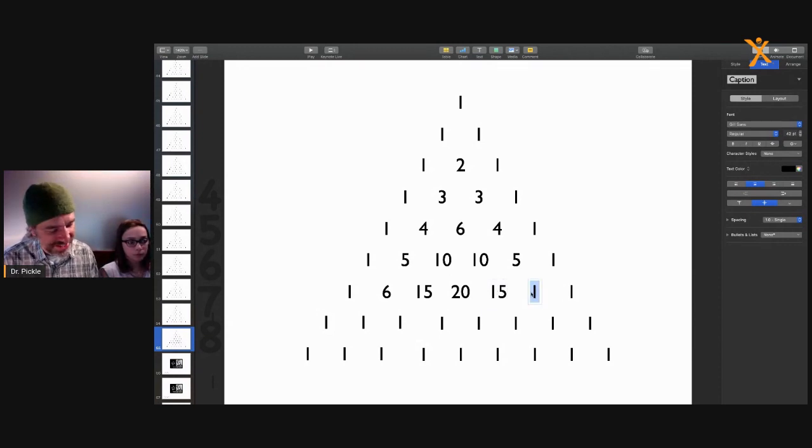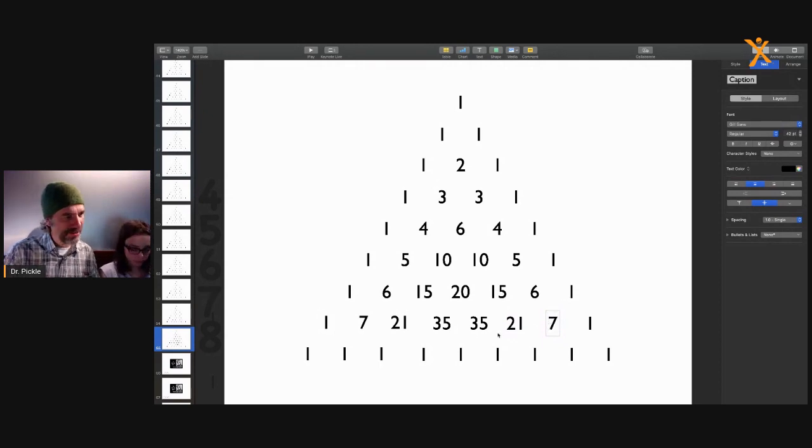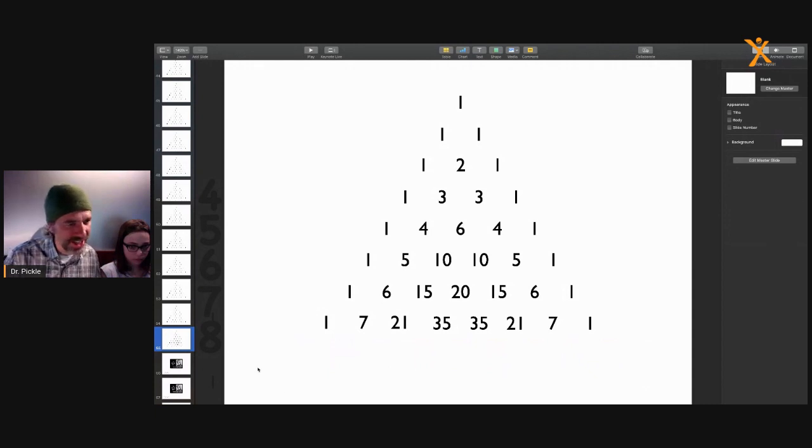So let's see, that is 6. And maybe I'll do one more row. Oh, I might as well do that. That's 21. That's 35, 35, 21, and 7. Okay. So I'm just going to erase this last row. I'm not interested in that.